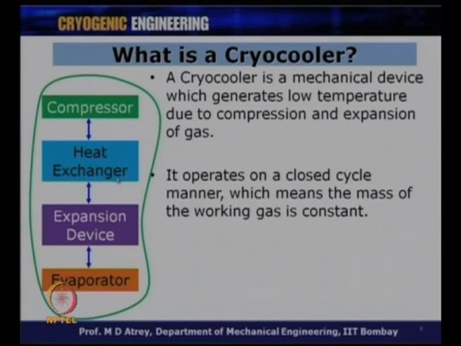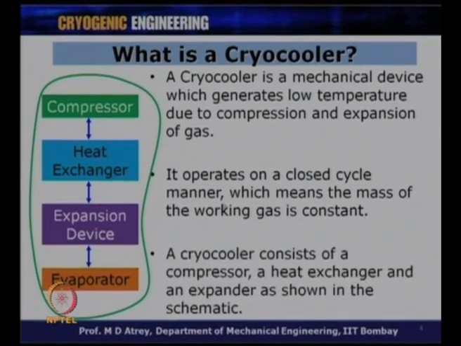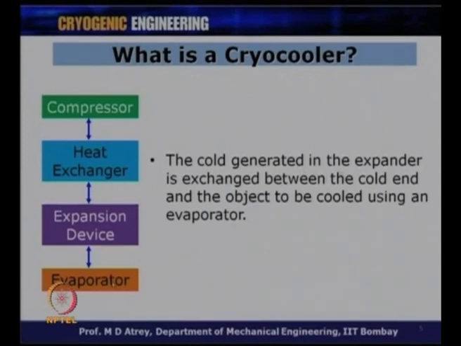So, a cryocooler can also work as a liquefier, provided it generates that much cold or refrigeration effect. As I said, it operates in a closed cycle manner, which means the mass of the working gas is constant. A cryocooler consists of a compressor, a heat exchanger and an expander as shown in the schematic. When I say expander, it actually houses both the expansion device as well as the evaporator. It combines them, and this can be called an expansion unit. The cold generated in the expander, which houses both the expansion device as well as the evaporator.